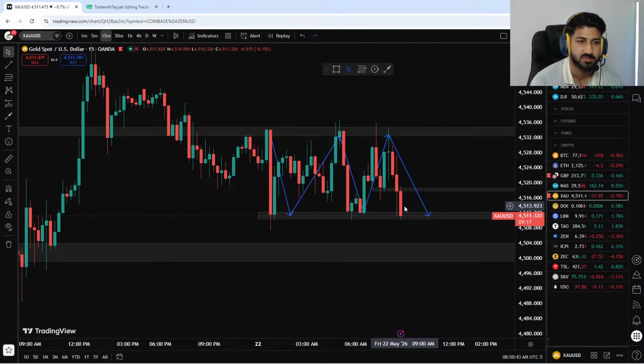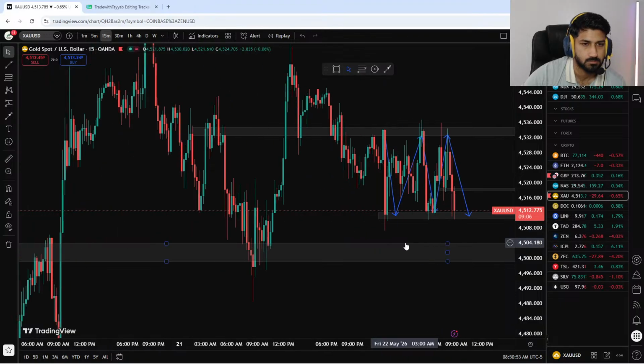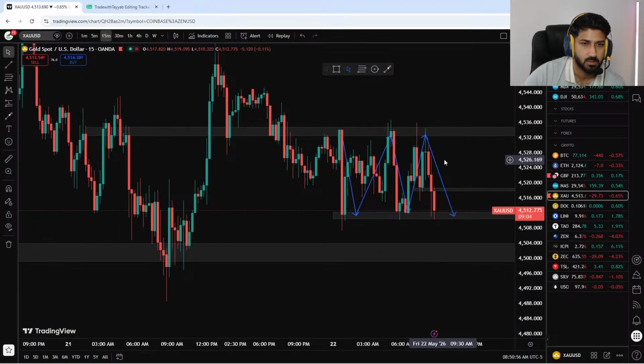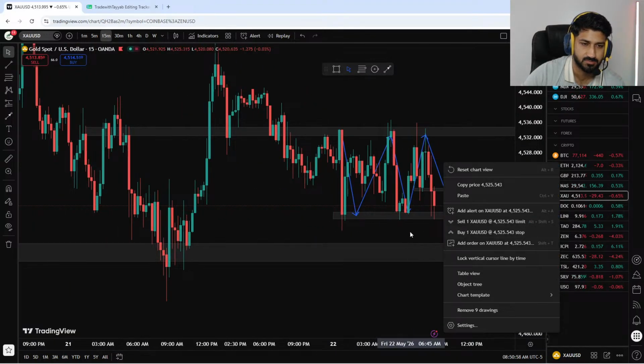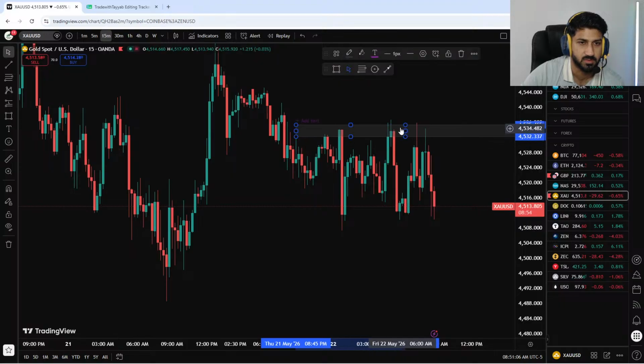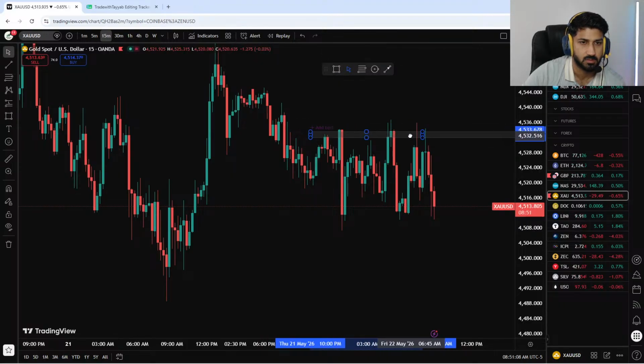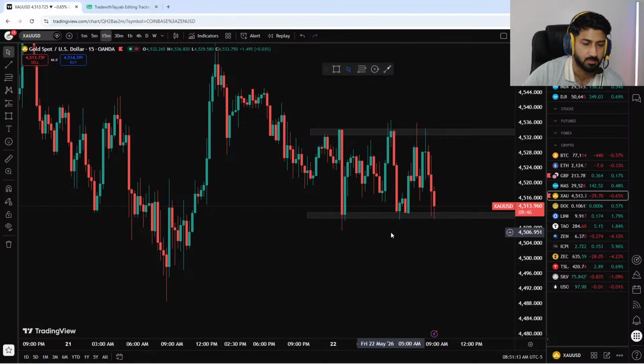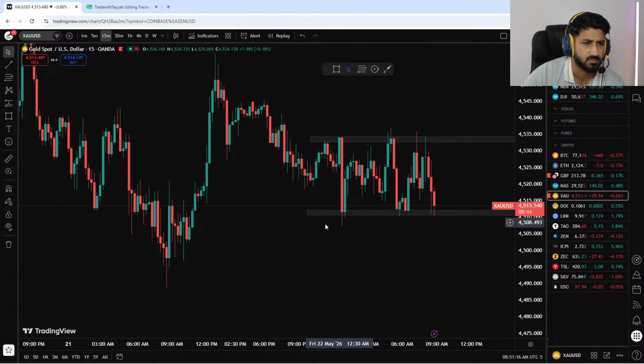See, it's at a support area. I would rather wait instead of jumping into a trade. When you don't have proper confirmation, it's okay to wait, because not trading is going to be the biggest hurdle that a lot of traders have to overcome.